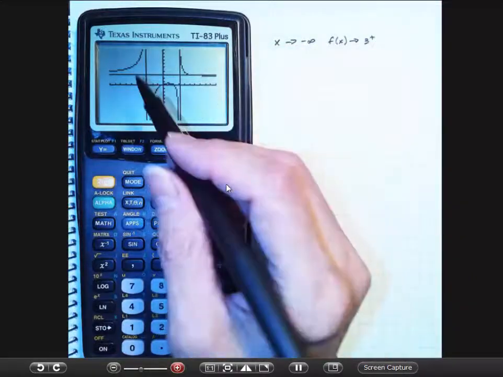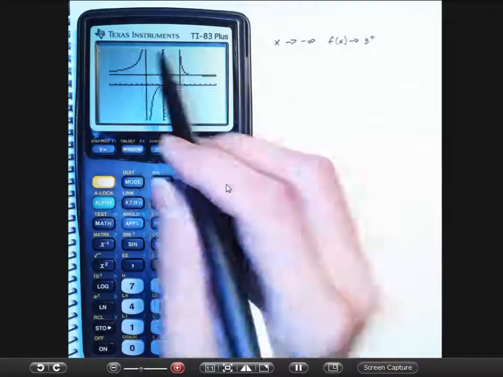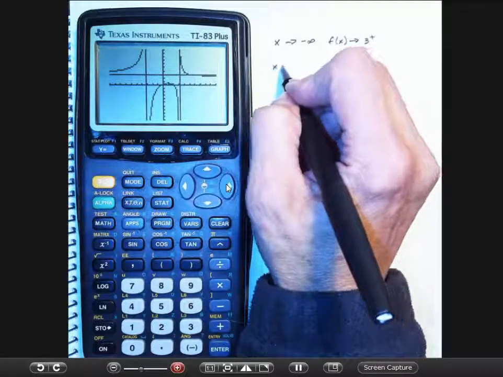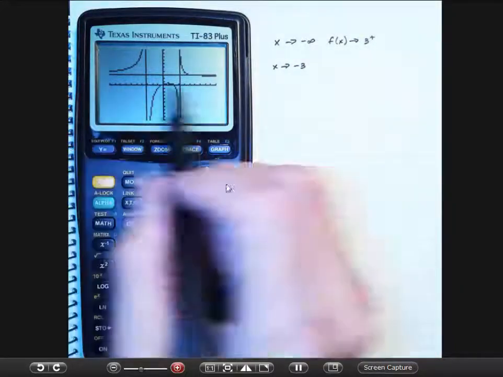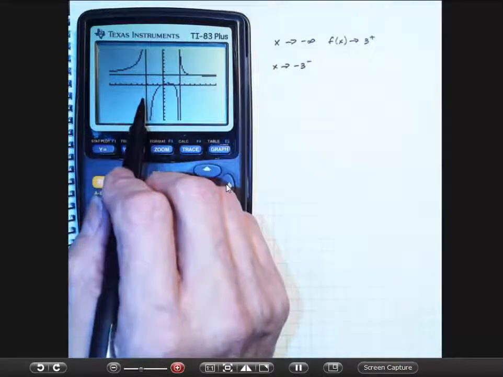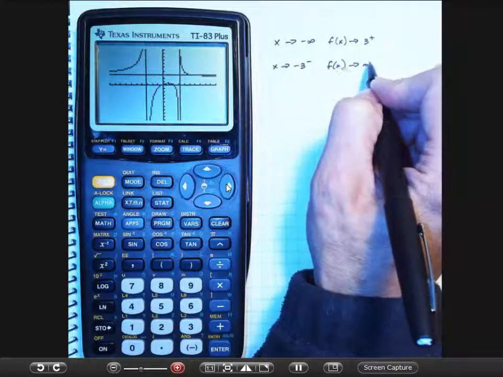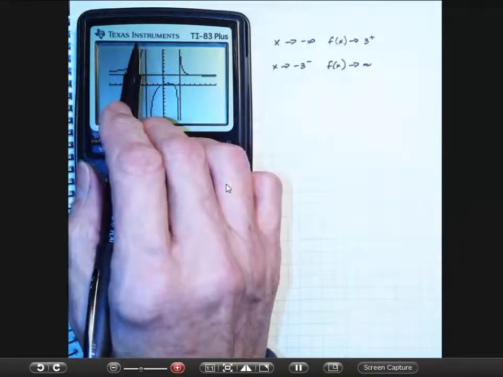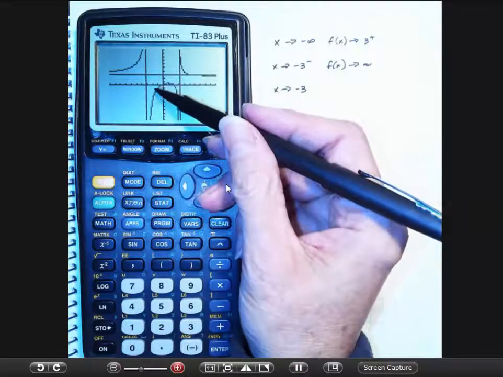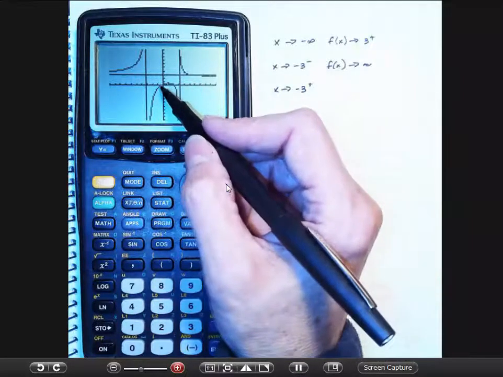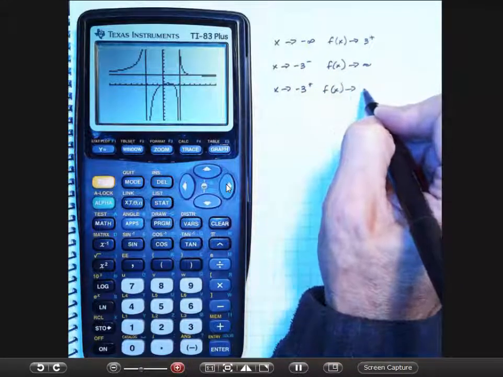Next thing I'm going to look at is what happens as the graph comes up to my first asymptote, which is negative 3. So what happens as x approaches negative 3, and we're going to be approaching it from the negative side of the vertical asymptote? My function is going to go to positive infinity. It's getting very, very big. What happens as x approaches negative 3 from the other side, from the positive side? What's happening to my function here? It's going very negative. So f of x is going to negative infinity.